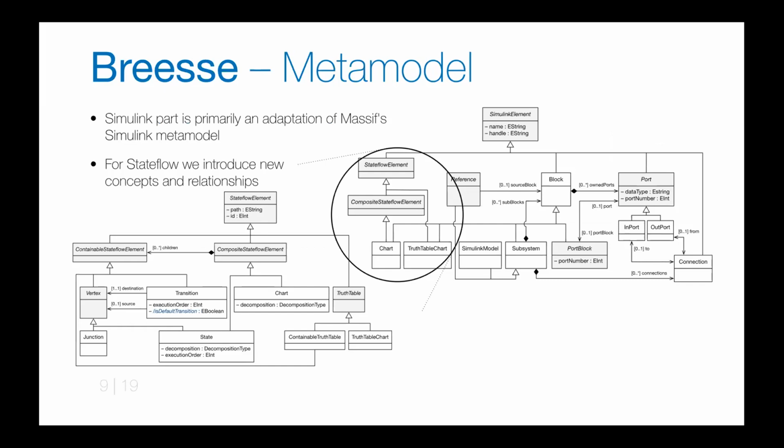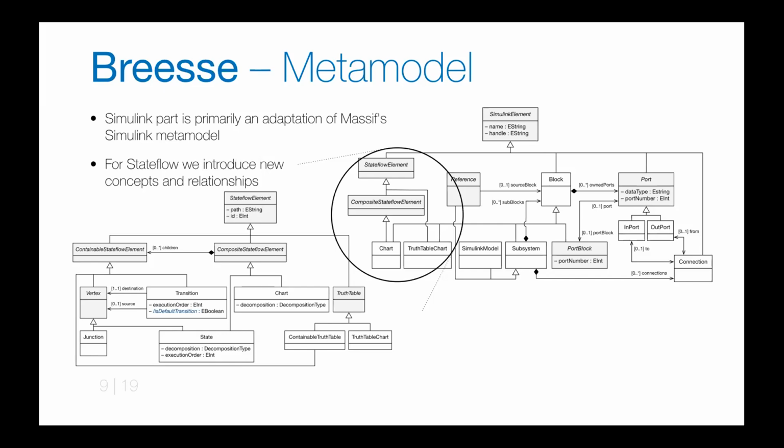Now, we built our meta model iteratively after a careful analysis of the Simulink and Stateflow documentation. Here's a simplified fragment of it. For Simulink, it is primarily an adaptation of Massive's EMF Simulink meta model. For Stateflow, because Massive doesn't support Stateflow, we introduced new concepts and relationships in order to do that.